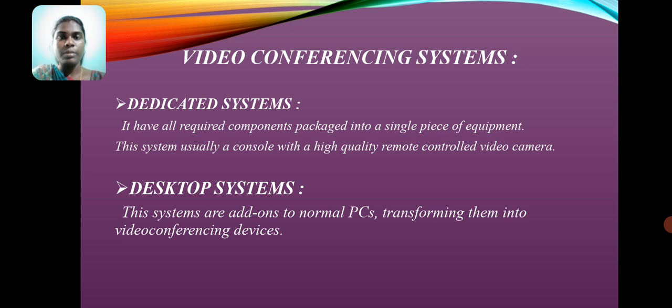Next, we see about some of the systems that are used in video conferencing. There are two systems: dedicated systems and desktop systems. First, we see about dedicated systems. It has all required components packaged into a single piece of equipment, and this system is usually a console with a high quality remote control video camera. And the second system, desktop systems. These systems are add-ons to normal PCs, transforming them into video conferencing devices.